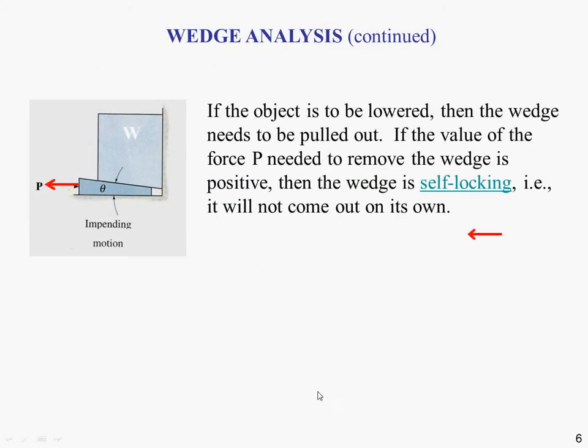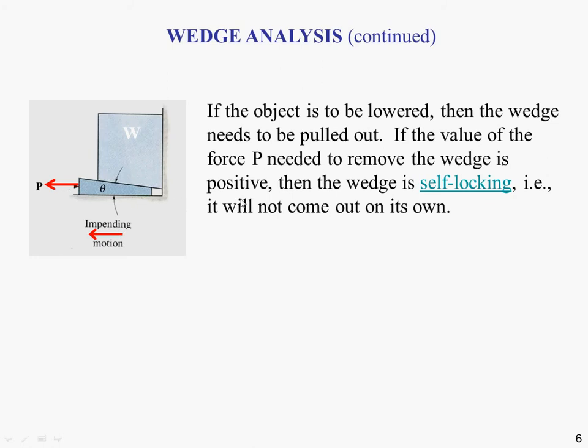So if we move on now to looking at the case where we want to remove a wedge from a block sitting on top of it, now we've reversed the direction of the force, so we want to know what force we need to pull this wedge out. Our impending motion is now to the left.